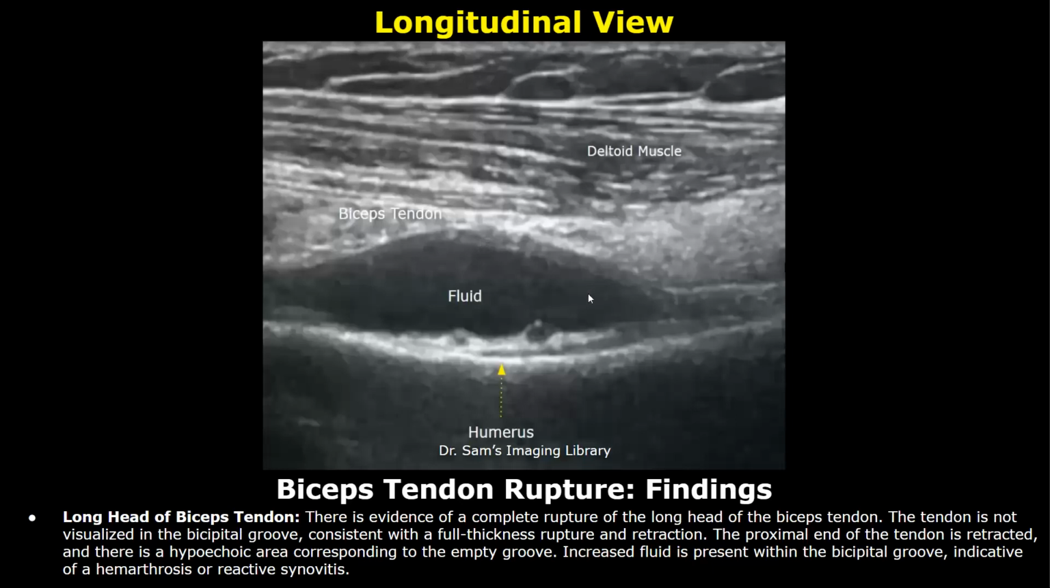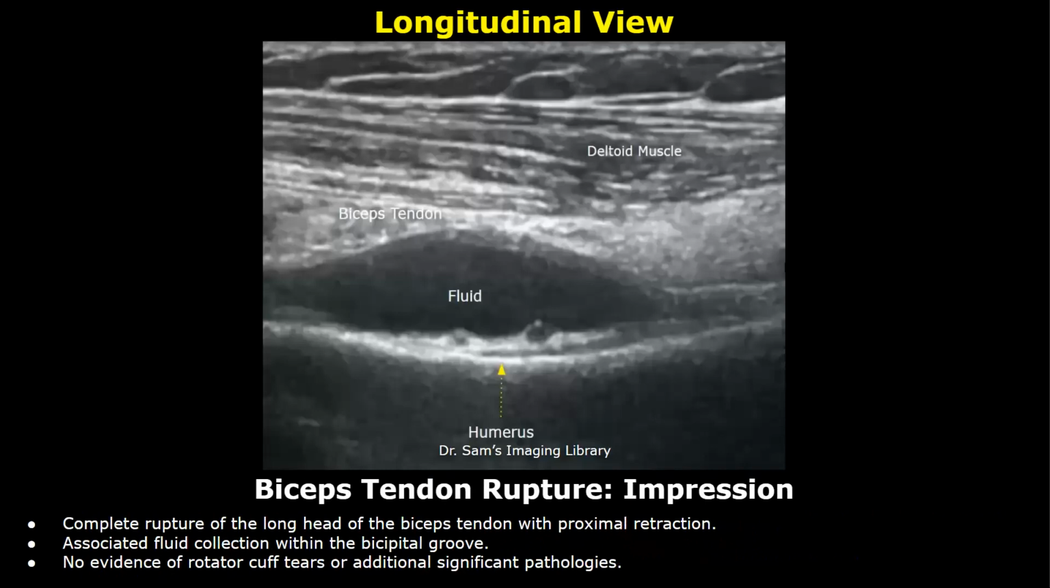The tendon is not visualized in the bicipital groove, consistent with a full thickness rupture and retraction. The proximal end of the tendon is retracted, and there is a hypoechoic area corresponding to the empty groove. Increased fluid is present within the bicipital groove, indicative of a hemarthrosis or reactive synovitis.